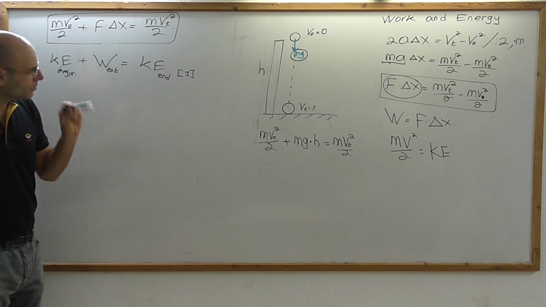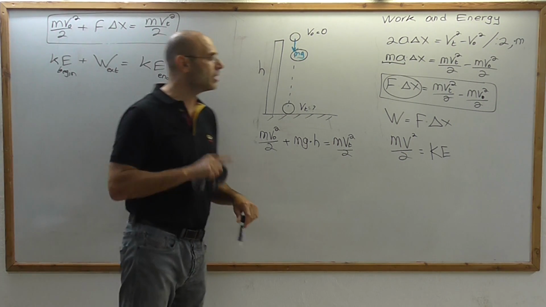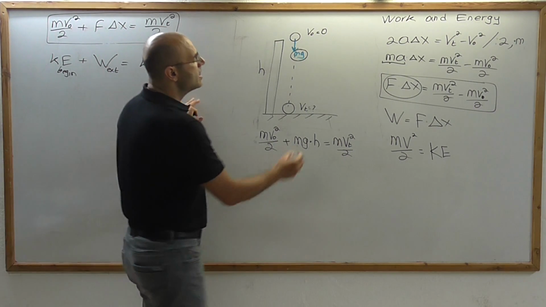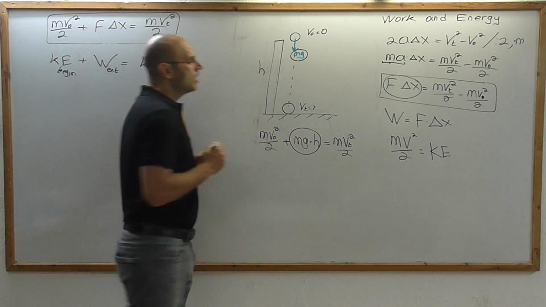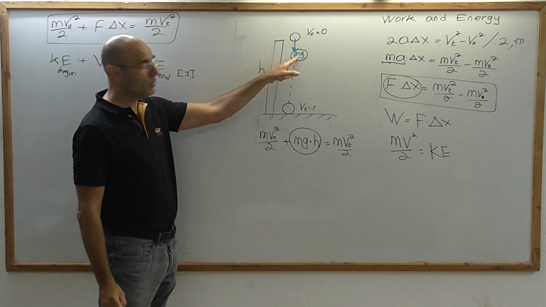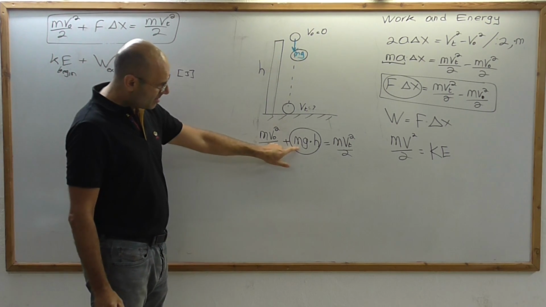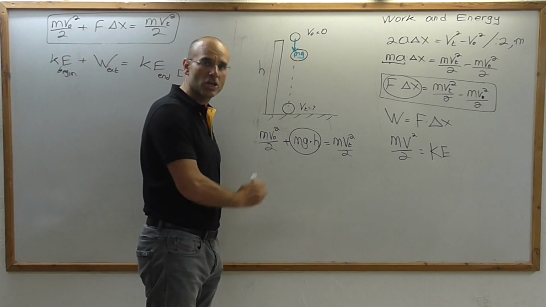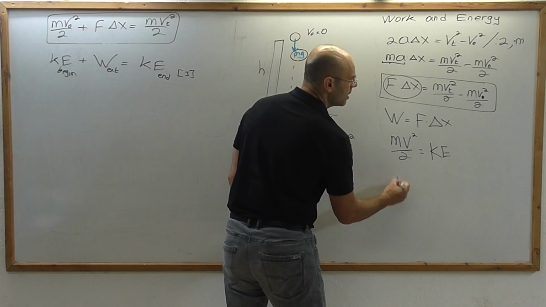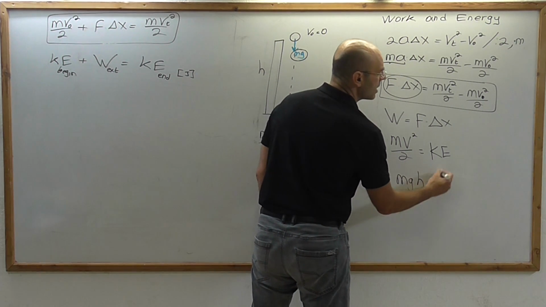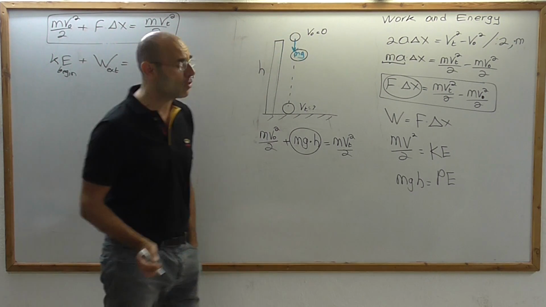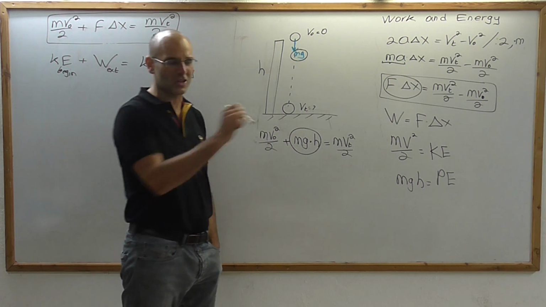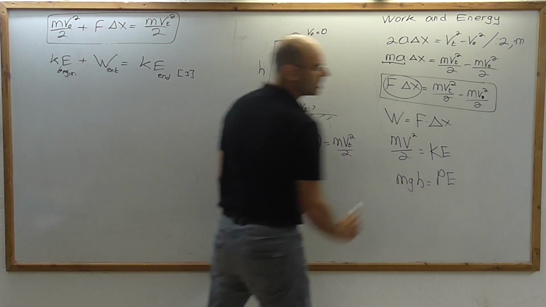Now I want to define one more sort of energy. This was the work done by the mg force. This mgh we can define as the potential energy of an object. Let's write it. mgh equals the potential energy of the object. We should really write gravitational potential energy, but we'll just write potential energy.